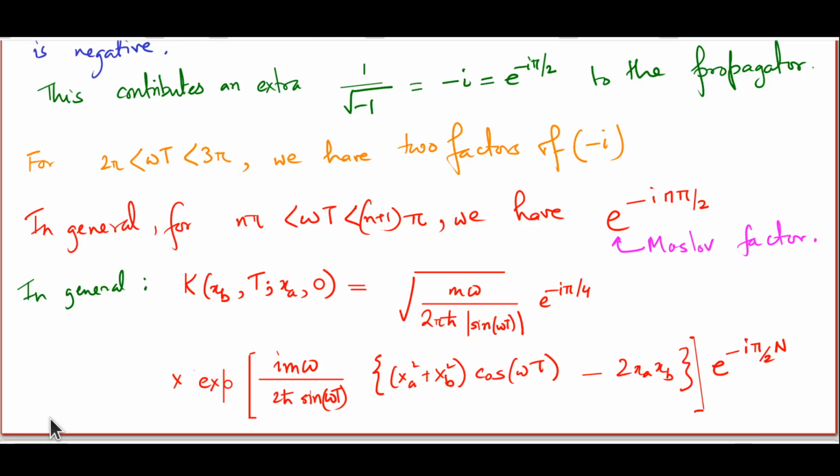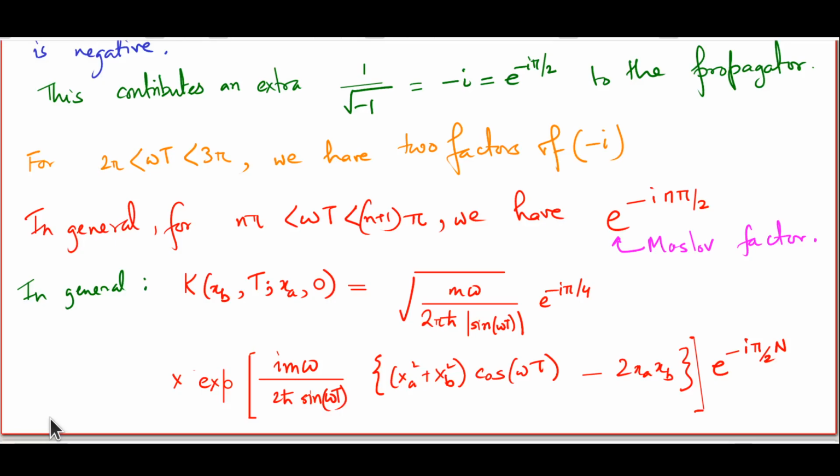In addition to that, you have e to the minus i capital N pi by 2, where capital N of course is determined by how many half periods omega t has crossed. The rest is of course the classical action for the classical path and so on. But this particular factor turns out to be pretty interesting. And what happens when omega t is exactly equal to pi is also very, very interesting. After all, this particular expression as it stands would diverge when omega t approaches pi. But a more careful consideration will show that this will then give you a delta function.